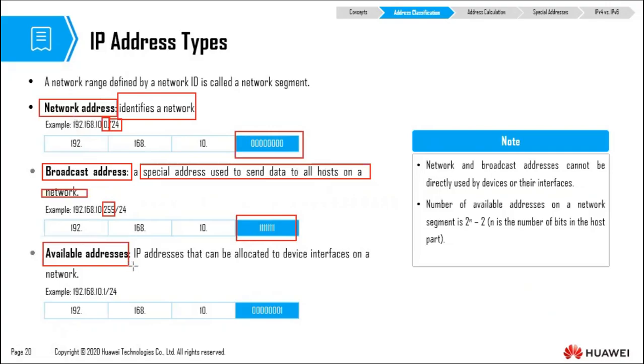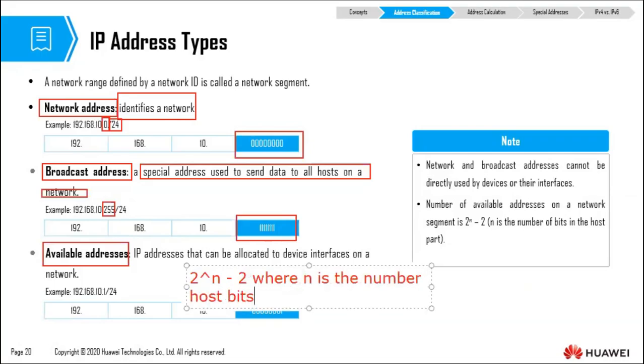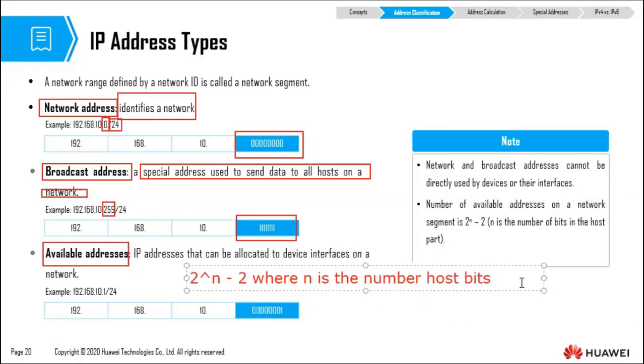Now, what can be assigned to an interface is what we refer to as the available addresses. How we calculate the available addresses is like this: 2 raised to power n minus 2, where n is the number of host bits.